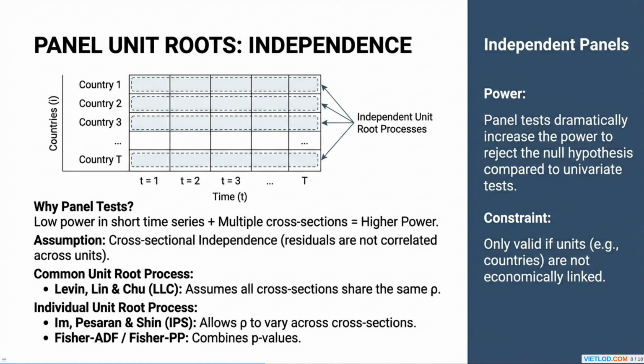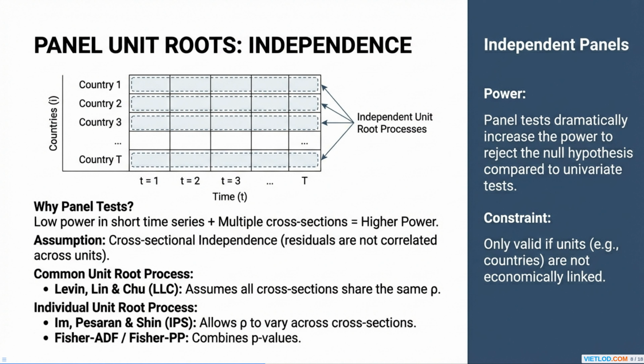Panel unit root tests leverage multiple cross-sections to achieve higher power in detecting unit roots, especially with short time series, compared to univariate tests. However, a crucial assumption for first-generation panel unit root tests is cross-sectional independence, meaning that residuals across units are not correlated. If this assumption holds, you can use tests like Levin, Lin, and Chu, or LLC, which assumes a common unit root process across all cross-sections.